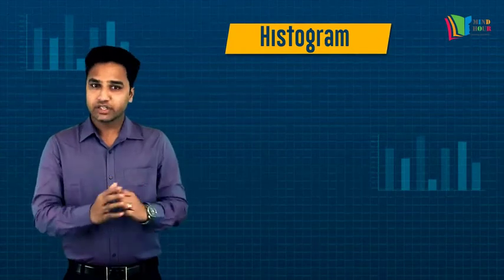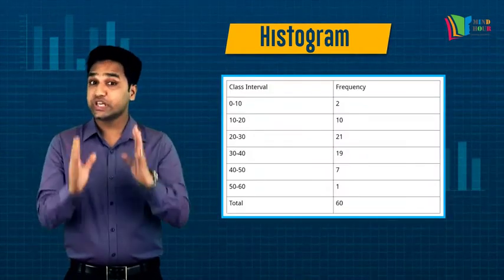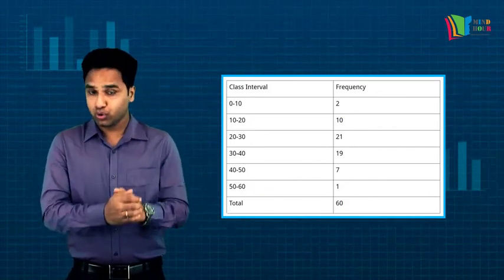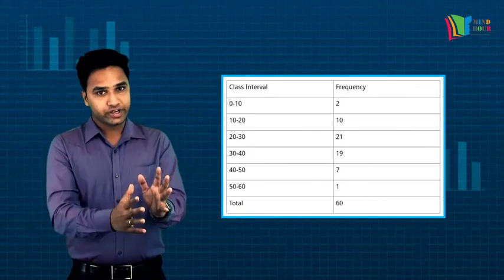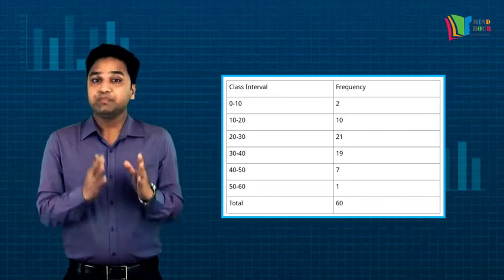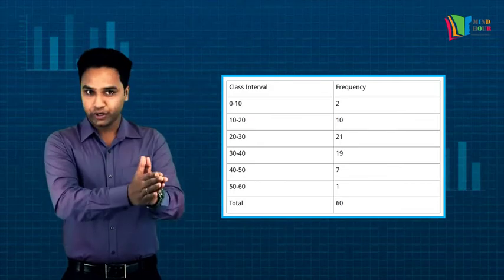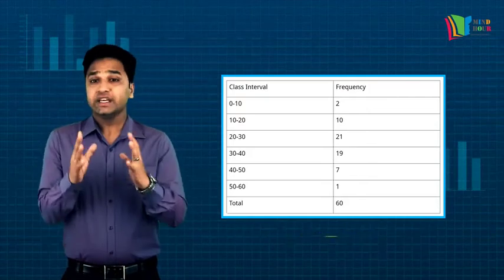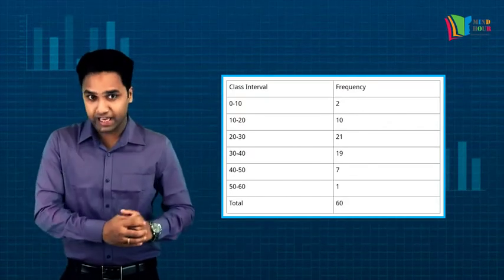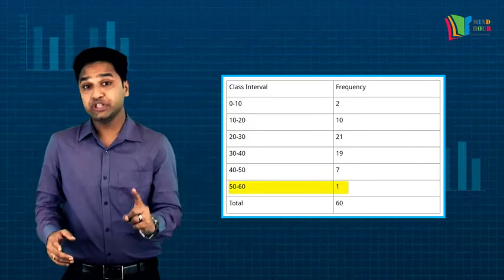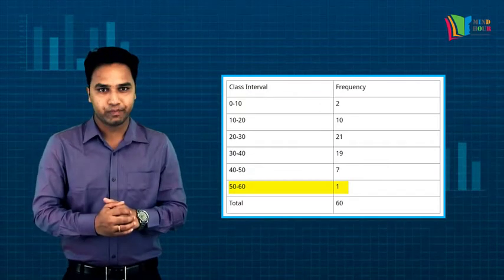Let us first study about the histogram. Let us consider the marks obtained by 60 students in a mathematics test. The table shows the number of students who score marks 0 to 10, 10 to 20, 20 to 30, etc. in the test. Data presented in this manner is said to be grouped, and the distribution obtained is called grouped frequency distribution. It helps us to draw meaningful inferences like most of the students have scored between 20 and 30. Only one student scored between 50 and 60.